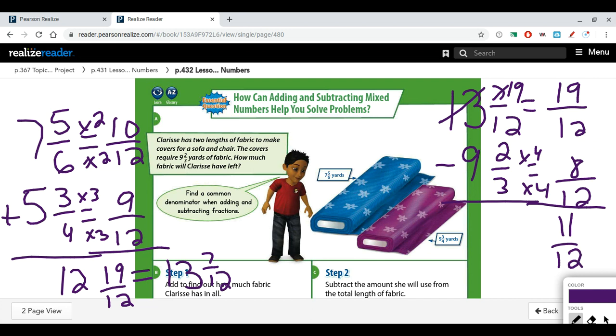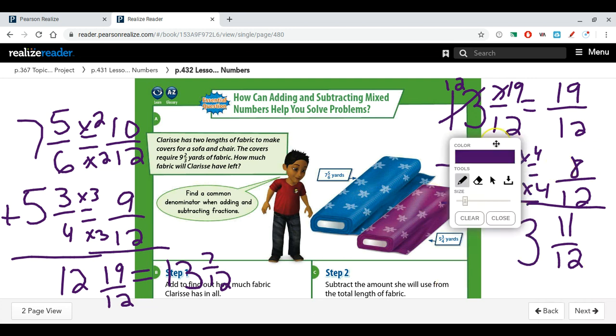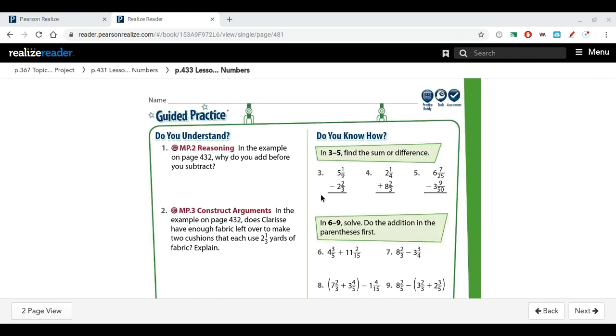And then I have 12 subtract 9, which is going to be 3. So she will have 3 and 11 twelfths yards of fabric left. Jump over to your guided practice.